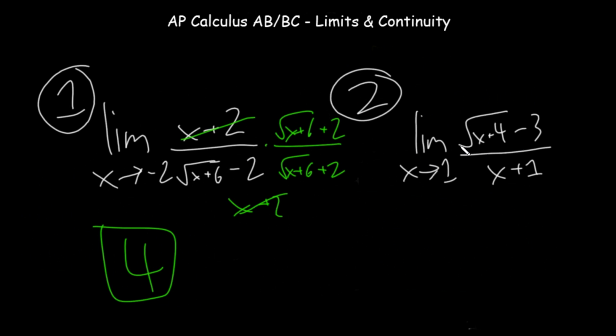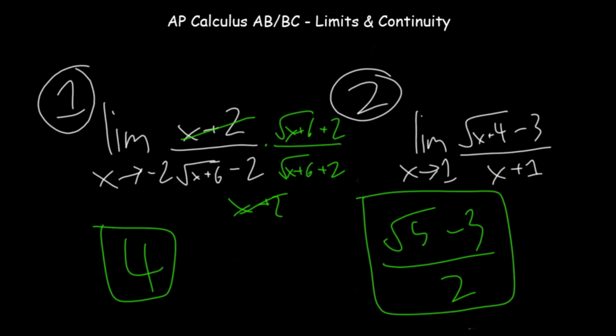This one is a little tricky, because realize that when you plug in 1, you get 1 plus 4, square root of 5 minus 3, and then you get square root of 5 minus 3 plus 2. Believe it or not, this is the answer.